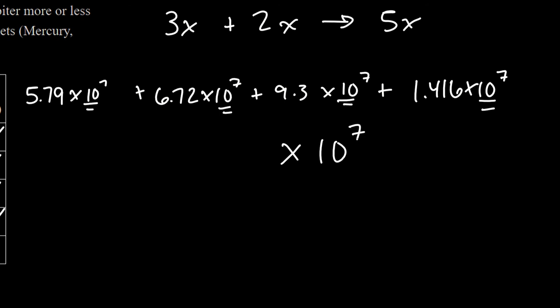So I'm going to take, and yes, I'm using my calculator, I'm going to take 5.79, and I'm going to add to that 6.72, and I'm going to add to that 9.3, and I'm going to add to that 1.416. And when I do that, I get 23.226. Now again, I'm just verifying. I'm looking here, 5.79, 6.72, 9.3, and 1.416. So I get 23.226.